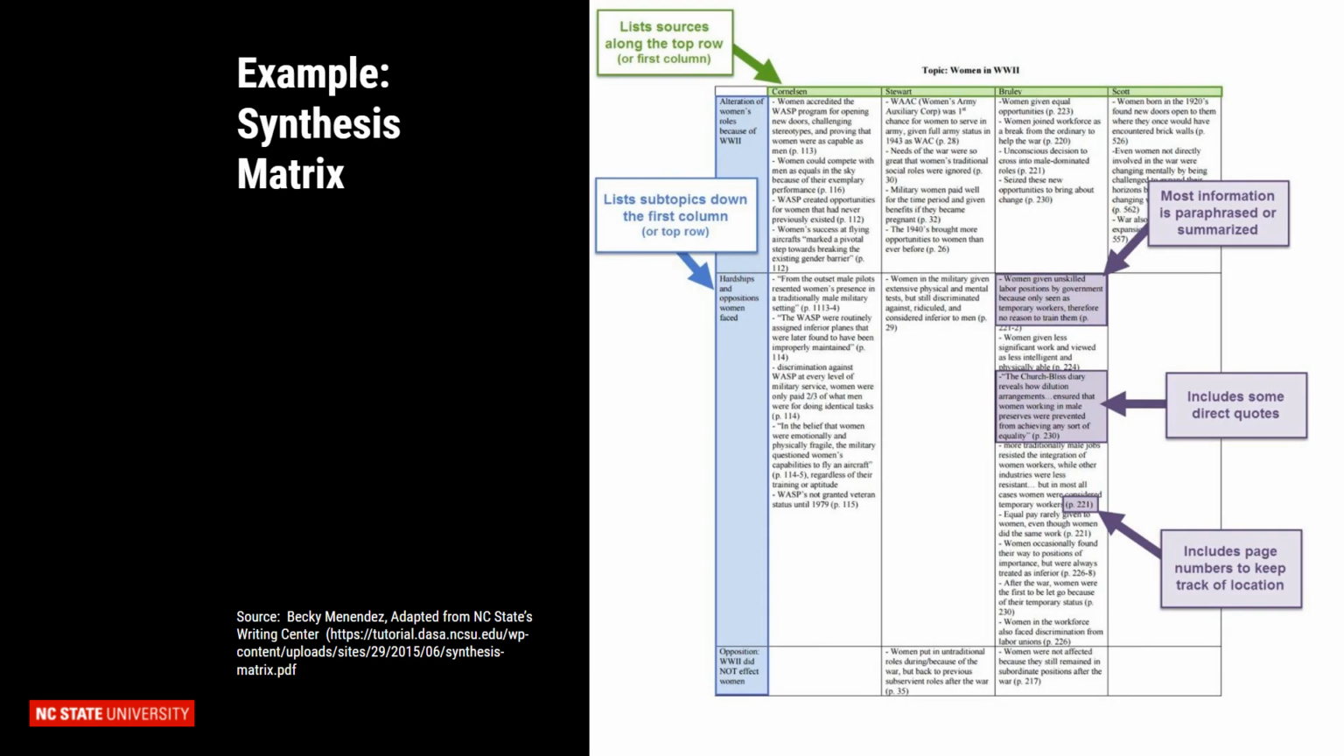In creating a synthesis matrix for a literature review, for example, main sources are listed across the top with specific topics or subtopics along the side. The sources can be abbreviated, as in this example, or you can use it to practice full citation formatting. In each entry, a summary is included first with specific quotes and relevant details, along with the corresponding page numbers.